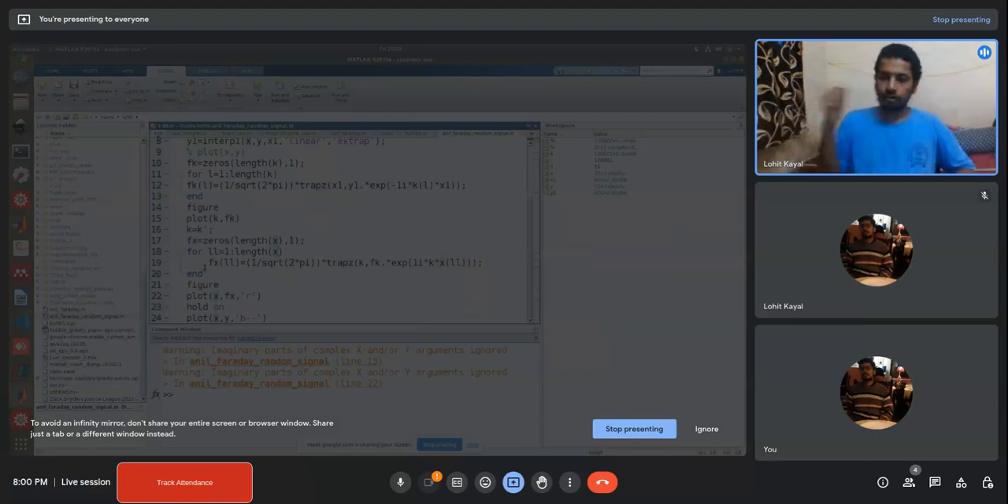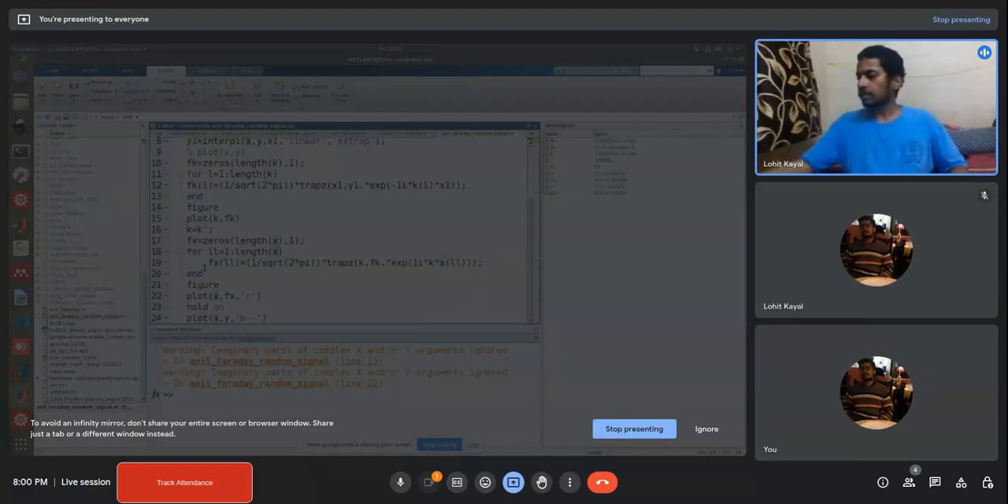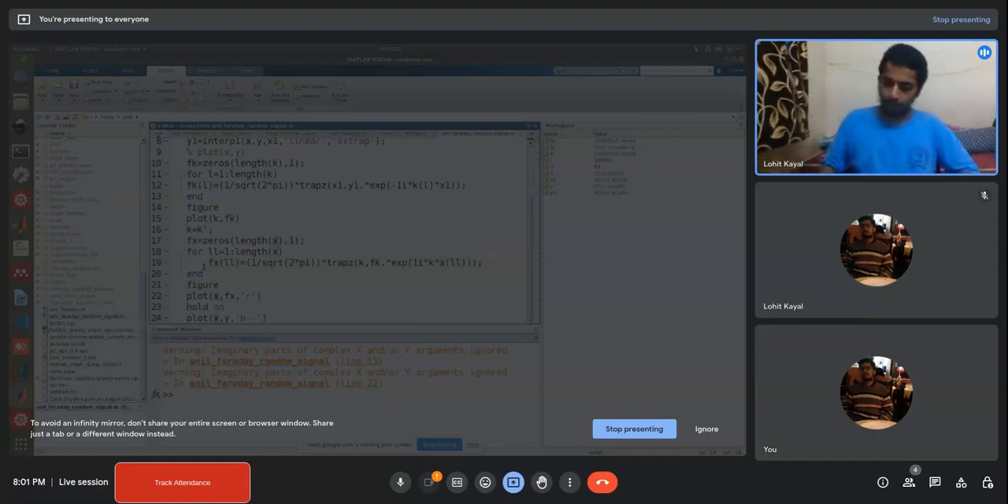Okay, so I will show you another application of this integration process. This is the Fourier transform, and that will be the Hankel transform. So let me share my tab screen once again.